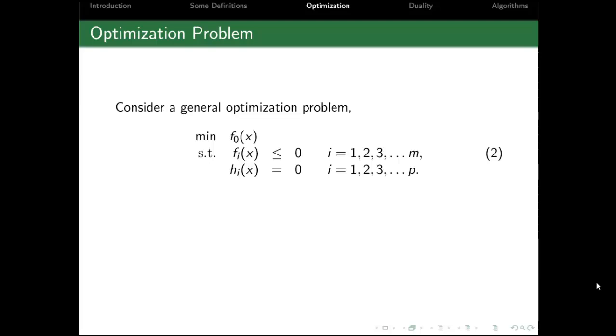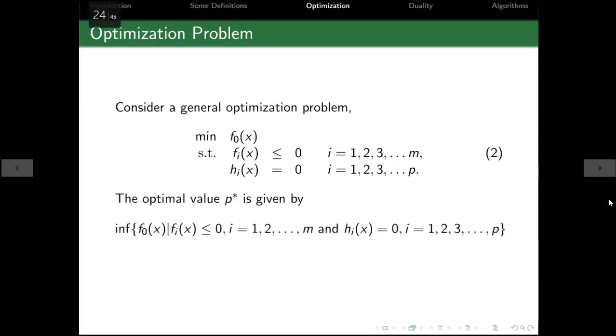Now, let us look at a general optimization problem. Any optimization problem, in general, can be reduced to this form of minimize an objective function subject to a few inequality constraints and a few equality constraints. So the optimal value p star can also be written as the infimum of f naught of x such that f_i of x less than or equal to 0 for i equal to 1 to m and h_i of x equal to 0 for i equal to 1 to p.